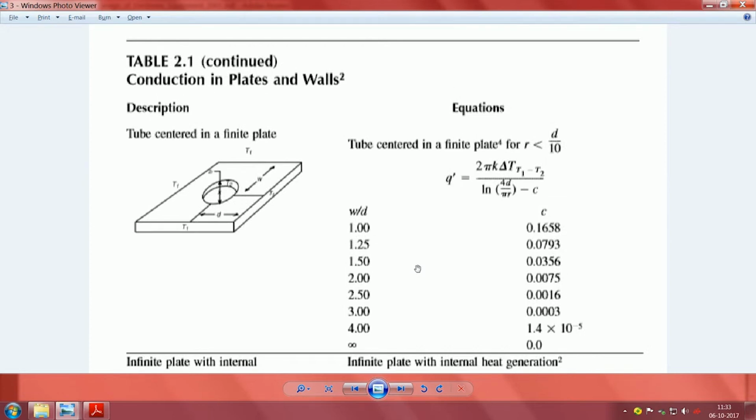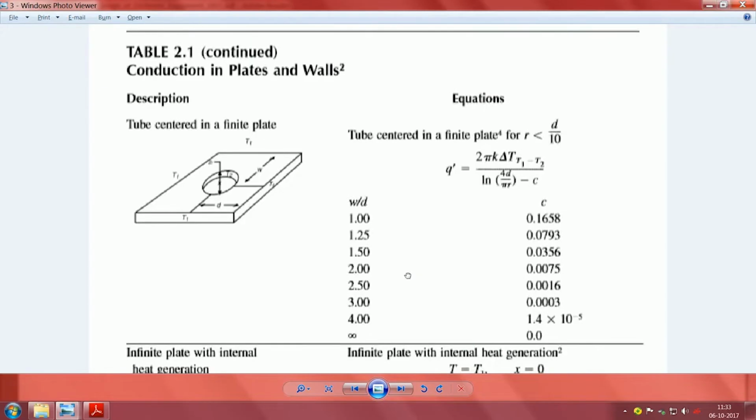But right now, since this book itself, as I said, was probably around 30 years old, approximately 30 years old, at that time these were useful information. Even today, people can see it. Tube centered in a finite plate.